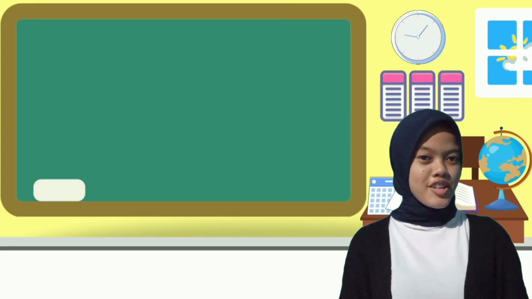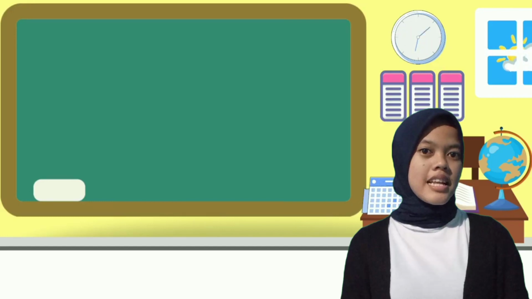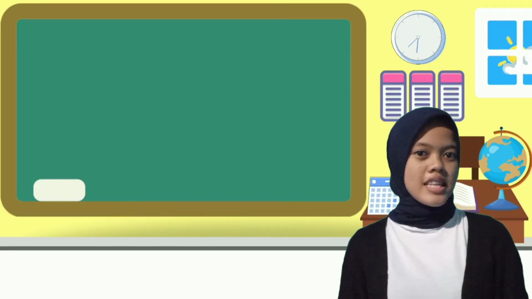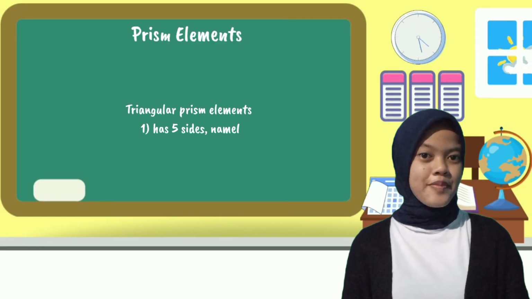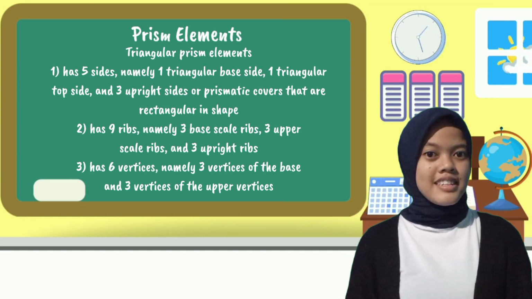Hello everyone, let me introduce myself, my name is Tila. Okay, here I will explain the elements and properties of prisms. So, let's go to the first one, the prism elements. 1. Triangular prism elements.